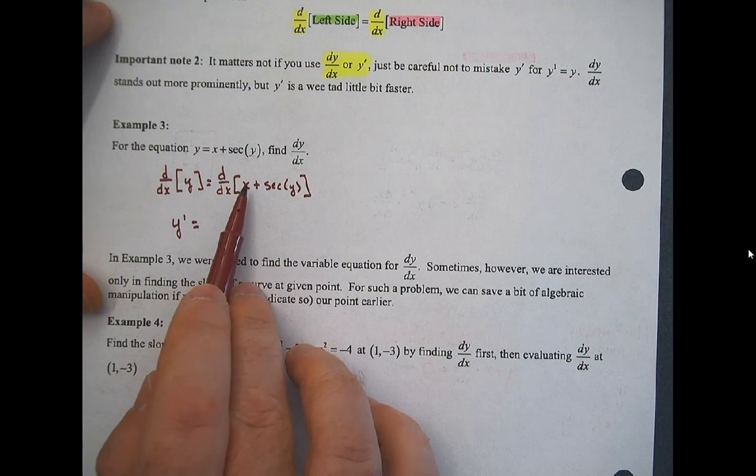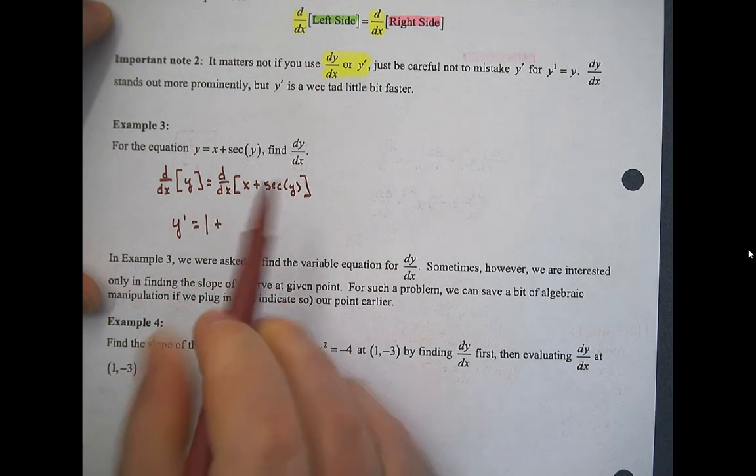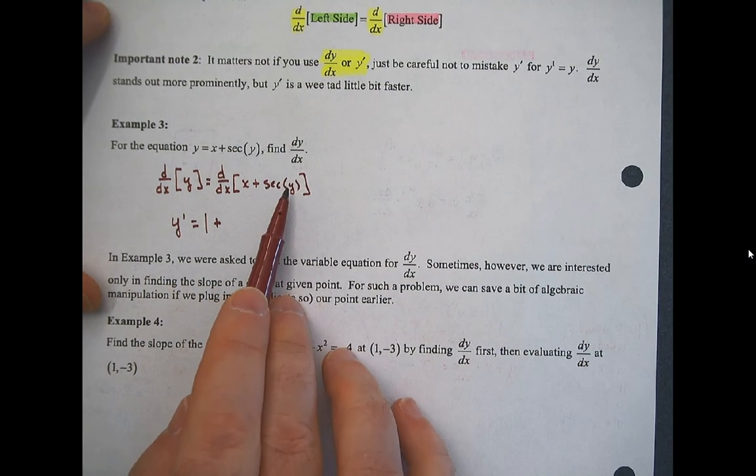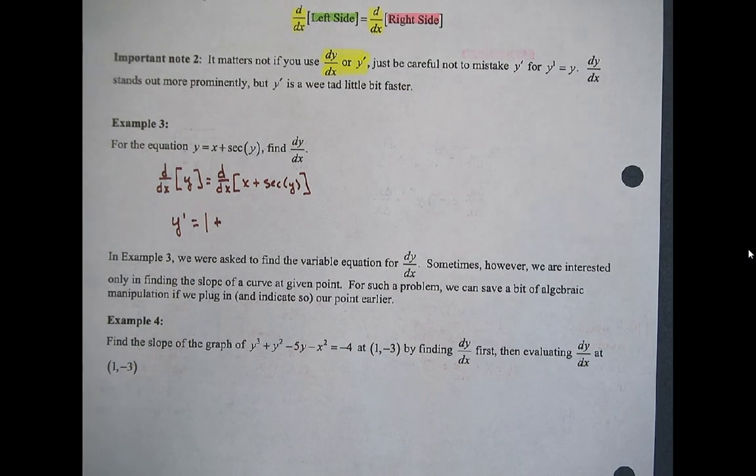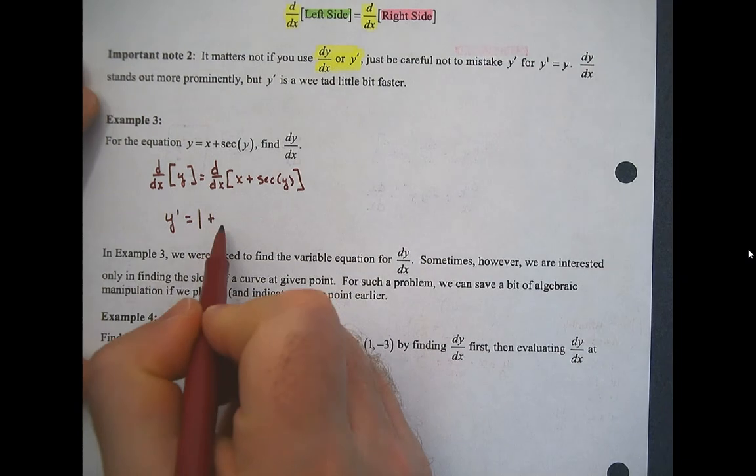So what's the derivative of x? It is 1. Plus, okay, what's the derivative of secant of y? Well, let's go back and think, what's the derivative of secant of x? You have 5 seconds. 4, 3, 2, 1, 0. The derivative of secant of x is secant x tangent x. So what's the derivative of secant of something? Secant something tangent something. So the derivative of secant of y is secant of y tangent of y.